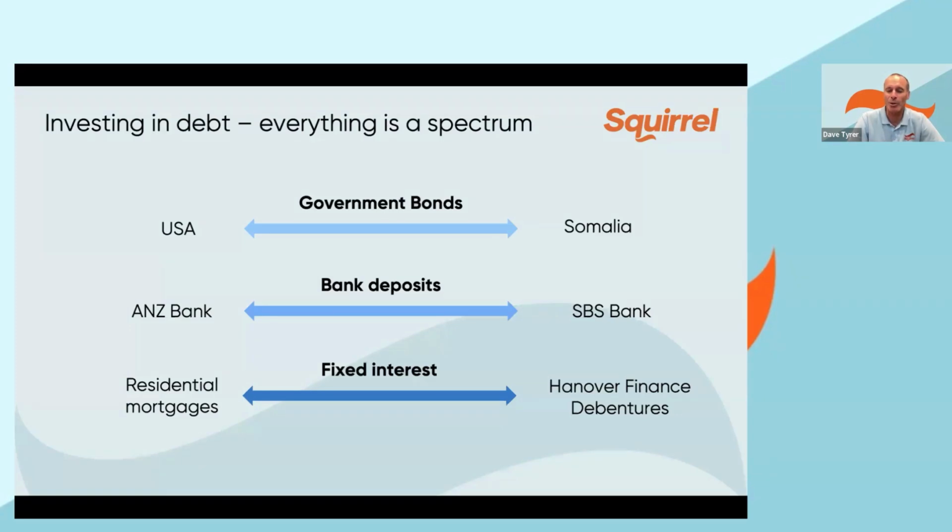In the bottom category, I've called it fixed interest, and it's a pretty wide-ranging group. You've got residential mortgages, which tend to be at the lower risk end of that spectrum. And then you've got things like Hanover Finance debentures. For those of you who lived through the GFC, you'll probably realize that Hanover Finance doesn't exist anymore. Their debentures were pretty high risk and they fell over and people lost a lot of money through that one. So everything's a spectrum when you're investing in debt, different types of debt, some of which will be lower risk and some of which will be higher risk.